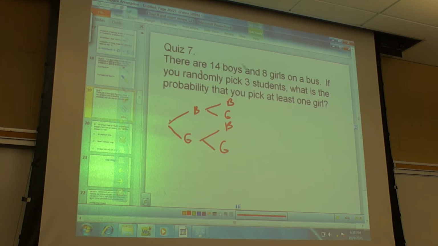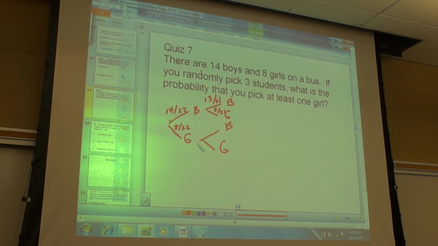So if there are 14 boys and 8 girls, we have 22 kids. What's the probability that I pick a boy? 14 out of 22. Girl is 8 out of 22. Now, if I pick a boy, what's the probability that I pick a boy again? 13 out of 21. Yeah, now there's only 13 boys left. And how many kids? 21. And then I still have 8 girls left out of 21. All right, so that adds up. 13 and 8 is 21, so we're good there.